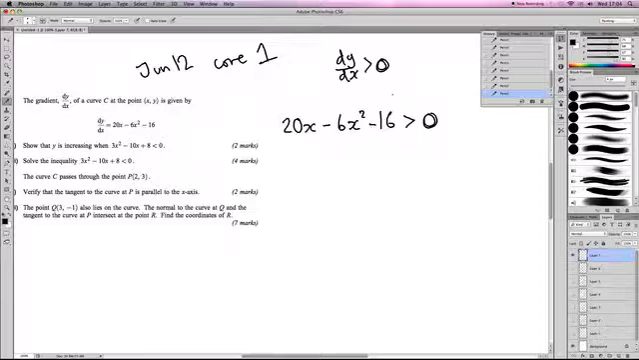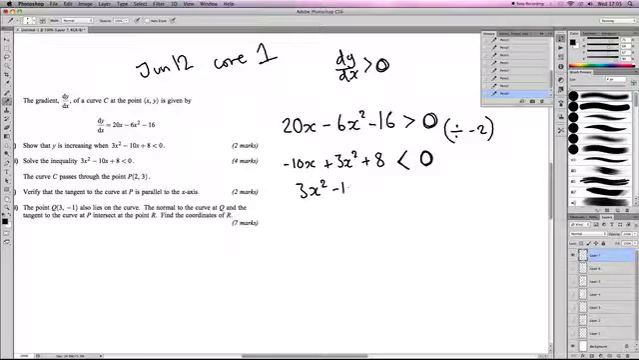And what I'm going to do, because just looking at this thing here, is I'm going to divide. I get minus 10x plus 3x squared plus 8. Now this is really important. If you times or divide by a negative number, the inequality swaps over. So now if I rearrange it, 3x squared minus 10x plus 8 is less than 0. Lo and behold, there it is. Move on.